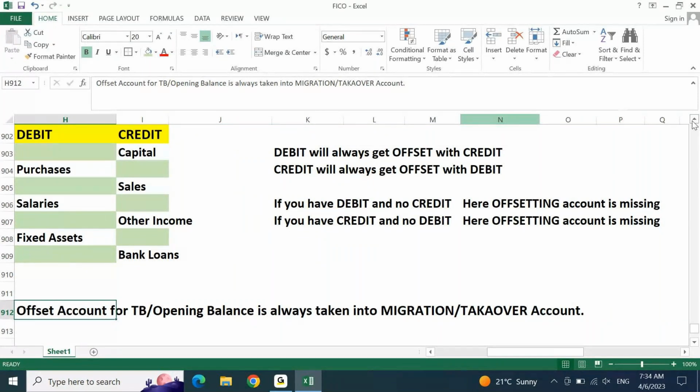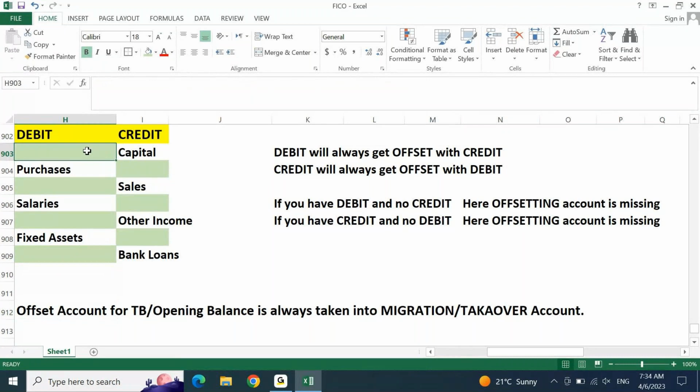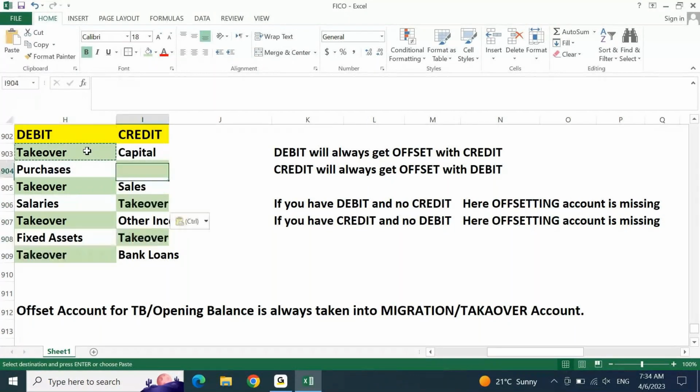Now here you have to fill every blank with which account? Either takeover or migration. Let's put takeover. Here it will be takeover, takeover, takeover, takeover, takeover. Clear?